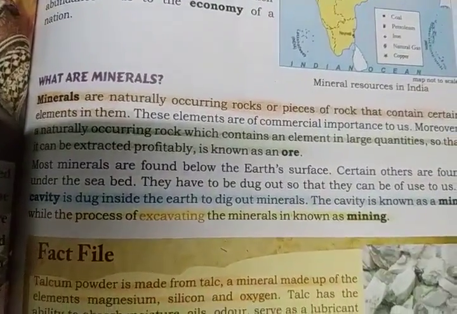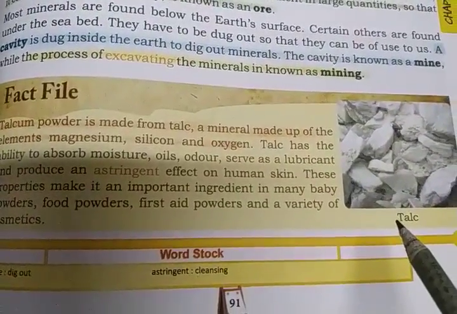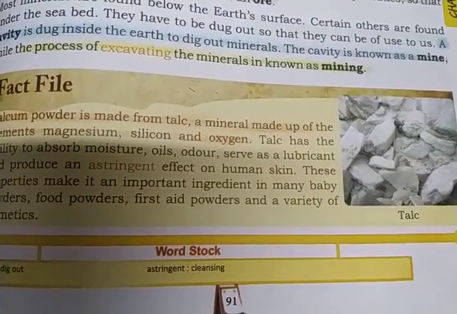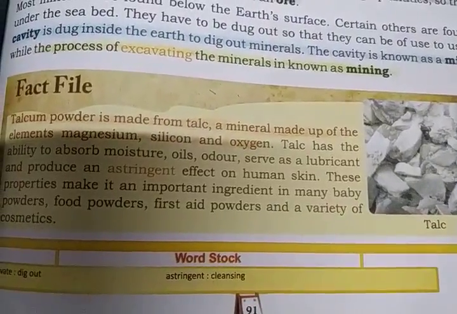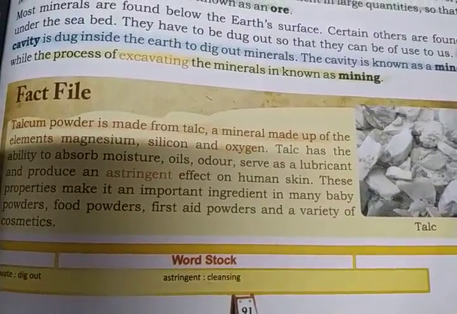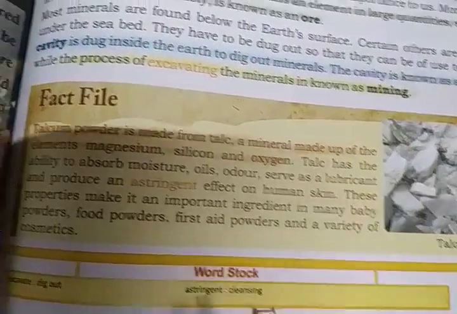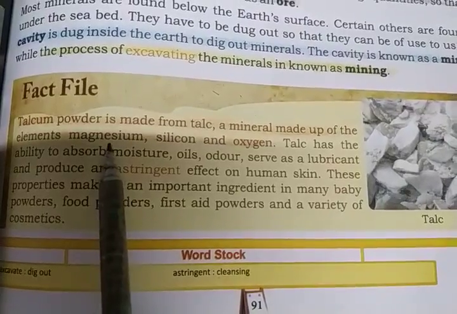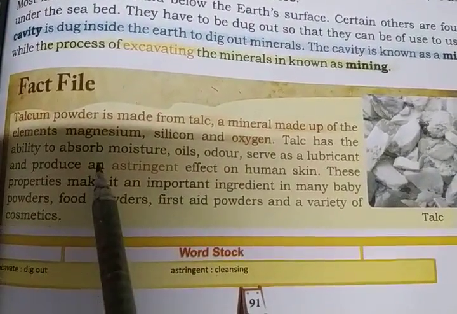Now there is a fact file which is telling you about talc. So children, talc is the main element of talcum powder which we use in the summer season to keep our skin from prickly heat. After using this talc, the talc absorbs water and heat from our body. The talcum powder is made up of talc, and talc is made up of three elements: magnesium, silicon and oxygen.